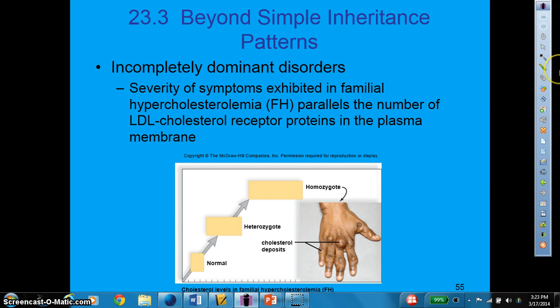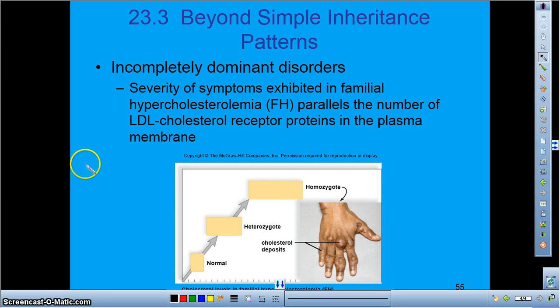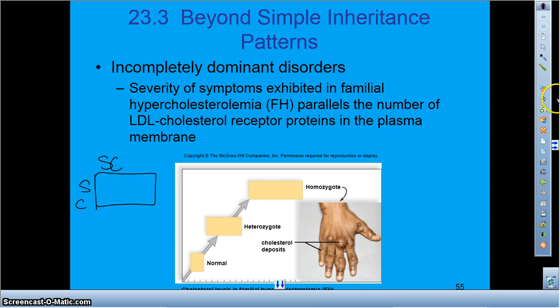Now normally when we do problems with incomplete dominance, where we used H's with the 1s and 2s a while ago, we normally would have done that with S's and C's. So S is straight hair, C is curly hair, because the parents had wavy hair. Let's go ahead and turn this into a Punnett square to help with that explanation.